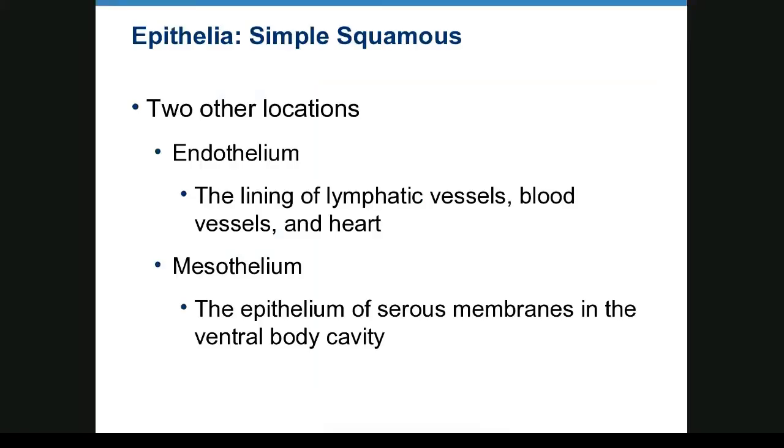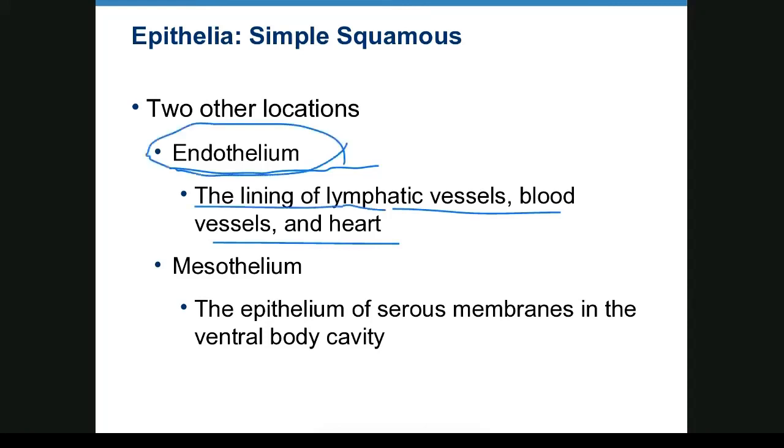Other layers of simple squamous epithelium include the endothelium. This is the lining of lymphatic vessels, blood vessels, and the heart. This term, endothelium, will be used over and over again without further explanation, so you might just want to remember that term. Mesothelium is epithelium of serous membranes in the ventral body cavity.